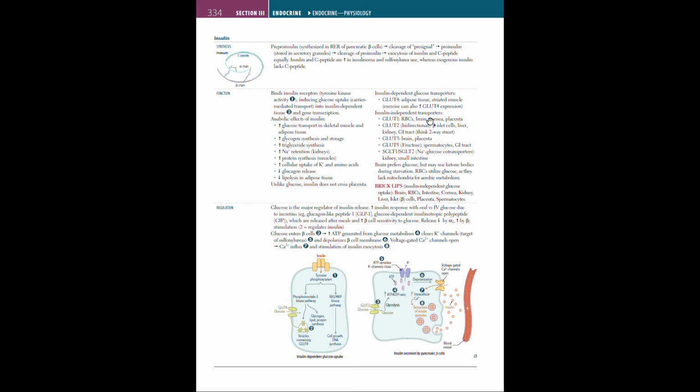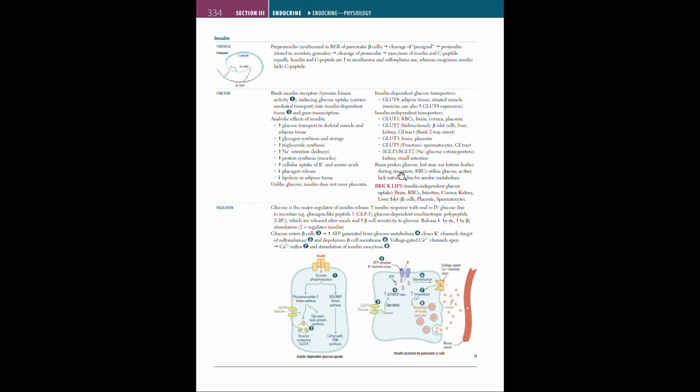Insulin-independent transporters: GLUT1, RBC, brain, cornea, placenta. GLUT2 is bidirectional. Bi is for beta islet cells, liver, kidney, GI tract. Think two-way street. GLUT3, brain, placenta. GLUT5, fructose, F5, spermatocytes, GI tract. SGLT1, SGLT2. These are sodium glucose transporters seen in the kidney and small intestine.